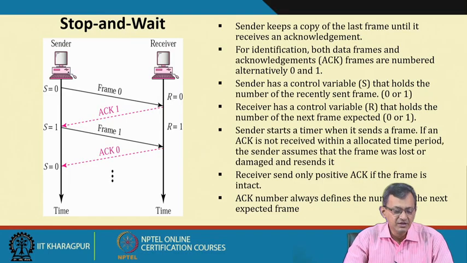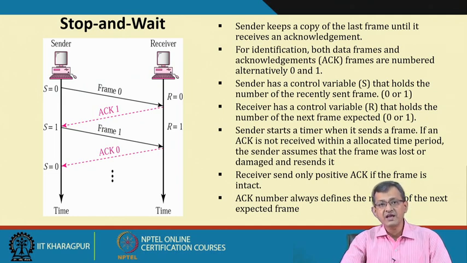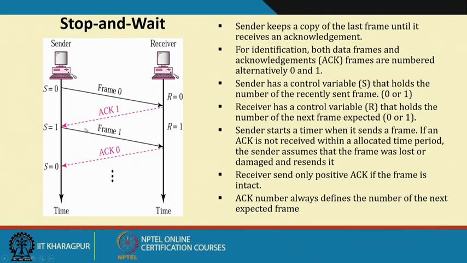So, in case of stop and wait, it is pretty straightforward. The sender keeps a copy of the last frame until it receives the acknowledgement, right. For identification, both the frames and the acknowledgements are numbered alternately 0 and 1. So, 0 1 0 1 0 1 and so on, right. Once the frame is sent as 0, the acknowledgement comes as 1; send the frame as 1, the acknowledgement comes as 0, and it goes on alternately, right. So, on receiving the acknowledgement, the sender knows that it has been successfully transmitted.